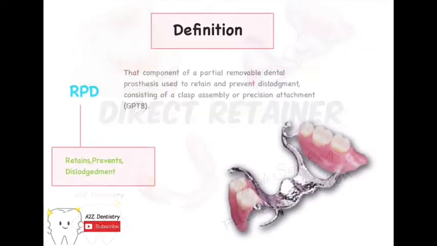So let's begin. According to GPT-8, a direct retainer is that component of a partial removable dental prosthesis that is used to retain and prevent dislodgement, which consists of a clasp assembly or a precision attachment. Now, we already know that we have lots and lots of definitions in prosthodontics to mug up, so I have simplified this for you. We can just remember this as RPD.